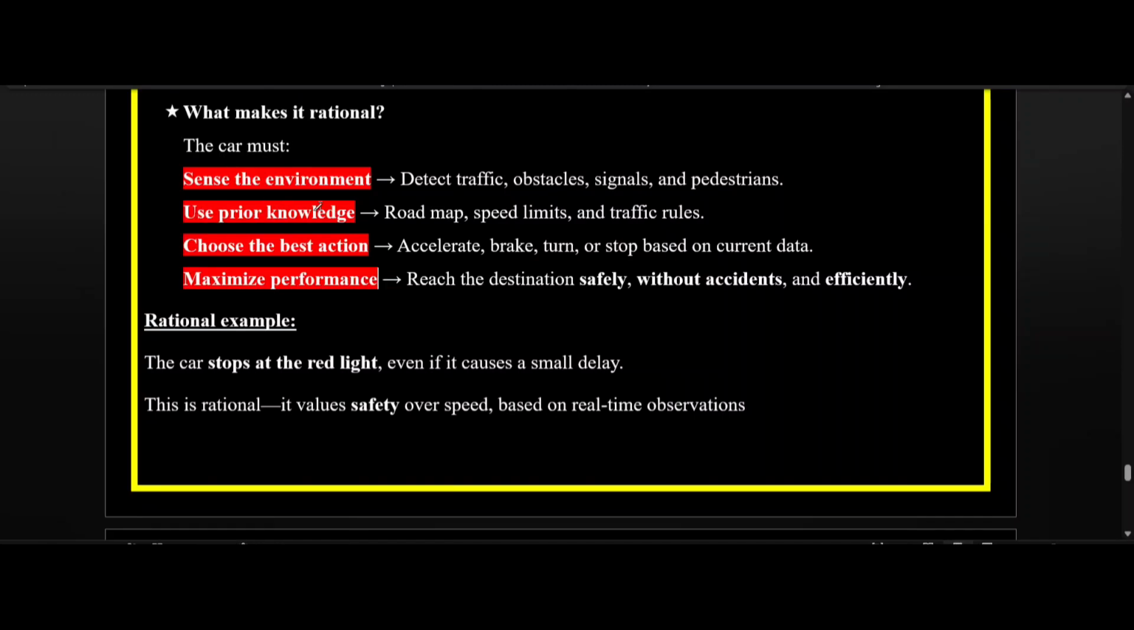The next one is use prior knowledge. It should have an idea about the roadmap, speed limits, and the traffic rules in the city or on the way it is going to be driven. Choose the best action: it has to know when to accelerate, when to brake, where to turn, and when to stop based on the current data. The last one is maximize performance. Here the car is not designed just to reach the destination, but to reach the destination safely, without any accidents, and efficiently.